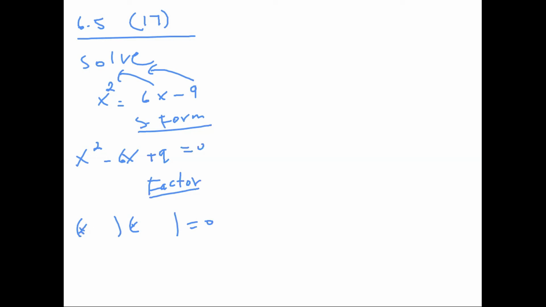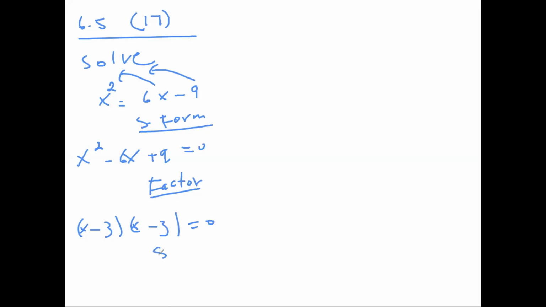Minus 3, minus 3. Let's check. Negative 3 times negative 3 is, in fact, positive 9, right? And negative 3 minus 3 is negative 6. Okay, so two numbers that multiply to positive 9 and add up to negative 6. You may try different combinations to get those numbers.